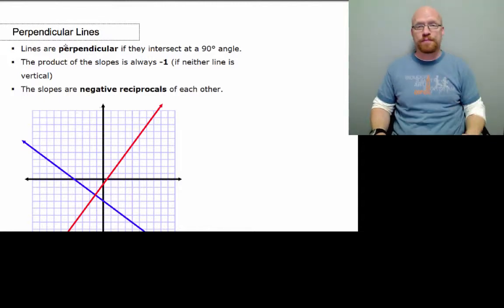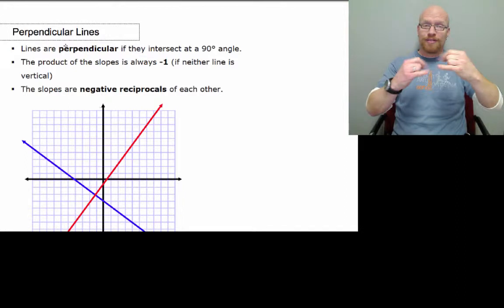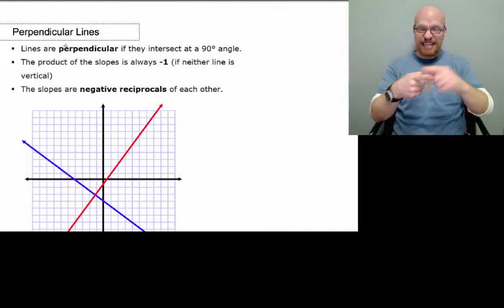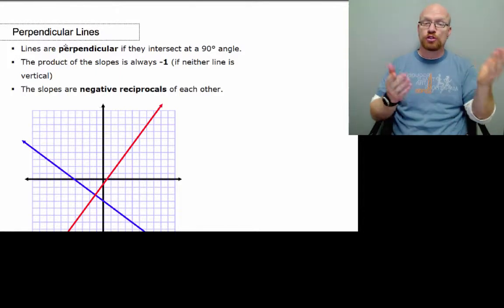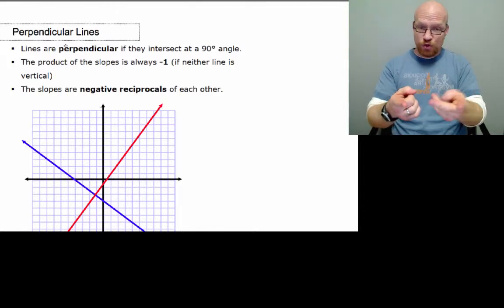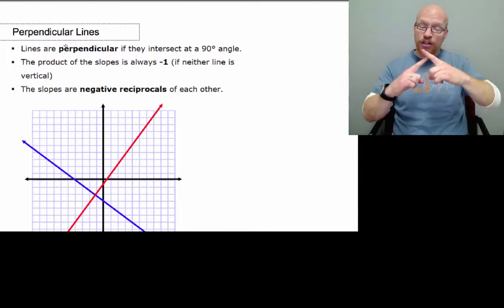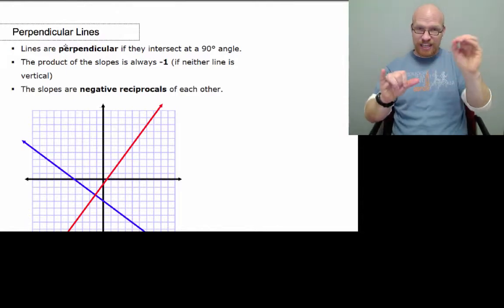Okay, here, perpendicular lines intersect at 90 degrees. So, if we have these two lines, if they truly are perpendicular, we can measure them. It should be 90 degrees.